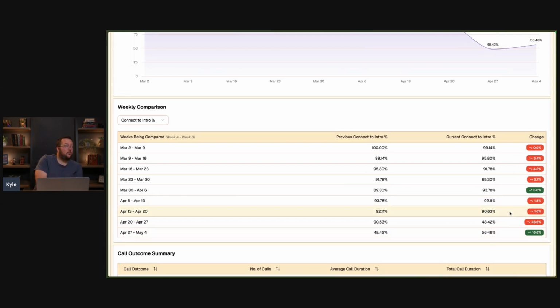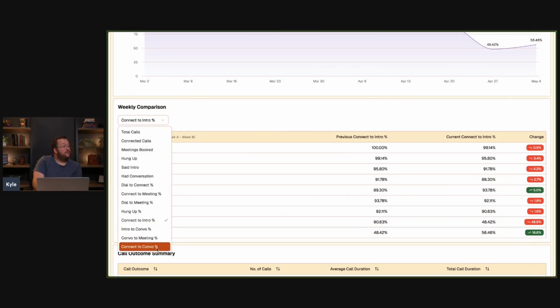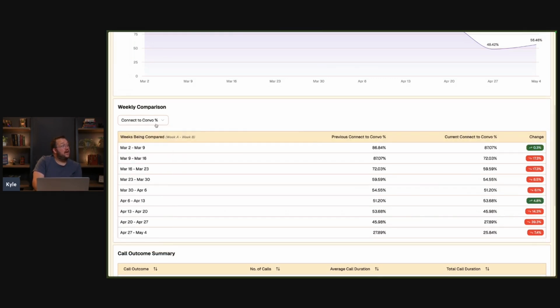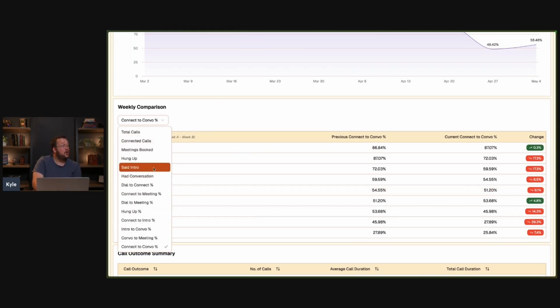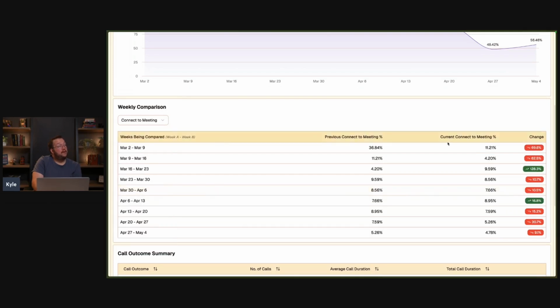So to go back to the question, if I'm trying to figure out somebody's performance, I might look at their connect to conversation rate and go, hey, this has just been dropping like a rock. We're not getting into conversations like we used to. That's the problem. Let's work on that. I might go to connect to meeting rate and see what's happening there. And this tells me what could possibly be going on.